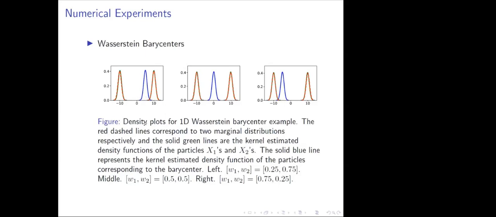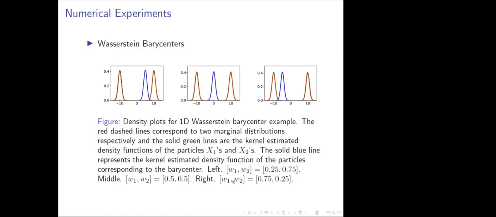Then by applying the algorithm, we are able to compute the solution to this Wasserstein barycenter problem. If we tune the weights to be equal, then the zero-axis marginal should converge to the distribution in between, which is centered at 0 with the same standard deviation.